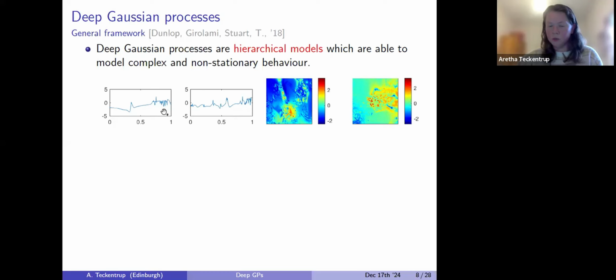Right? So what I'm doing is changing the length scale lambda in parts of the domain. So lambda is no longer the same everywhere. We are able to get different length scales lambda in different parts of the domain. How do we do this?